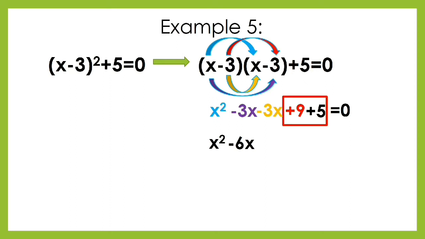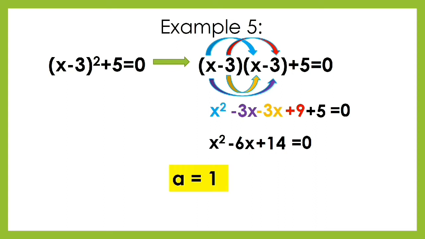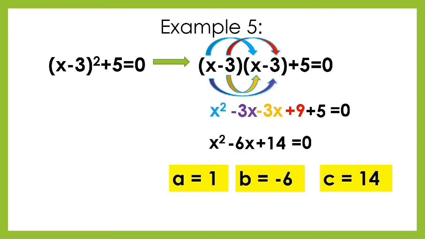Then, 9 plus 5 is positive 14. Then, we copy equals 0. This is now in standard form. The standard form of the square of the quantity x minus 3 plus 5 equals 0 is x squared minus 6x plus 14 equals 0. Our A is 1, the numerical coefficient beside x squared. B is negative 6, the numerical coefficient beside x. And C is positive 14, which is the constant term.